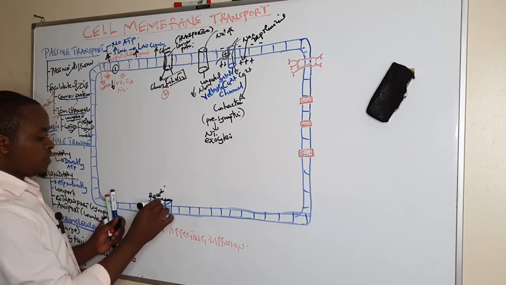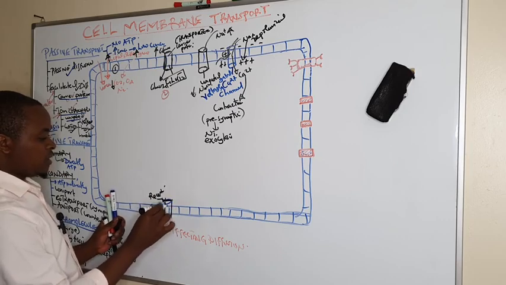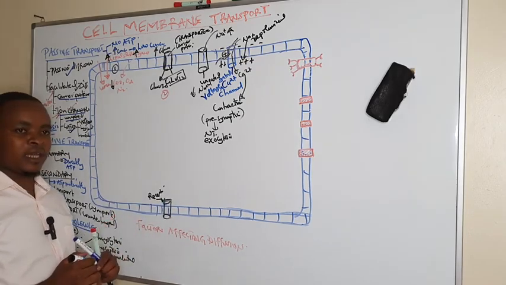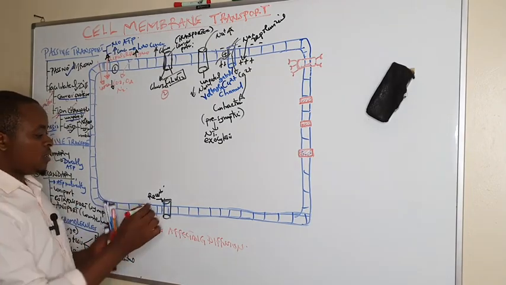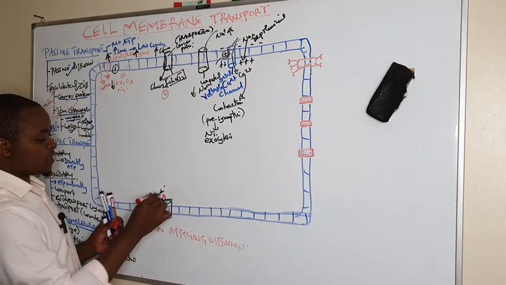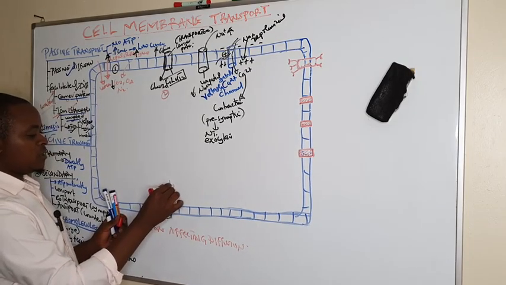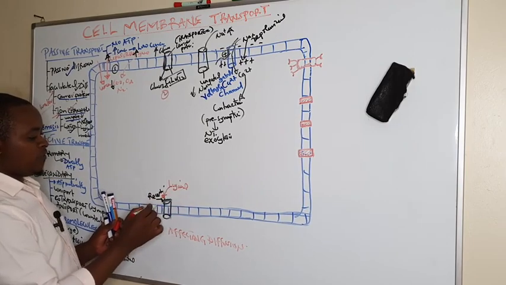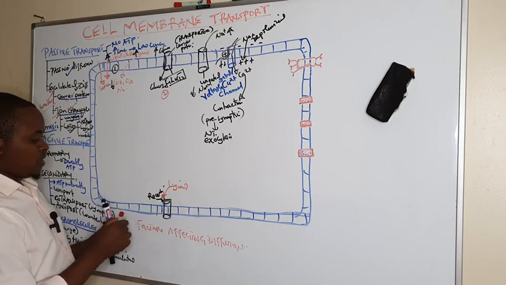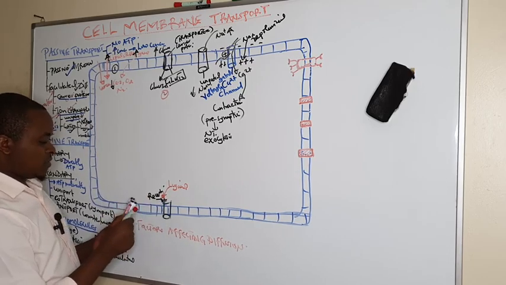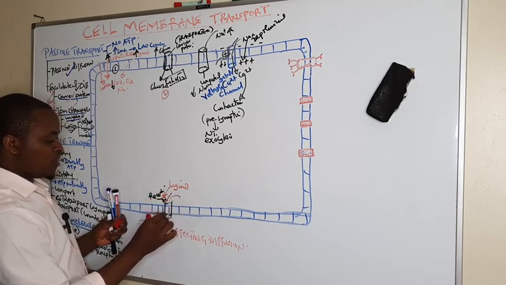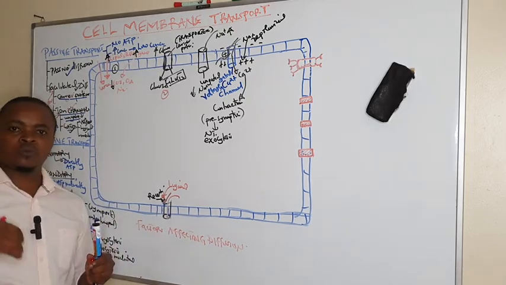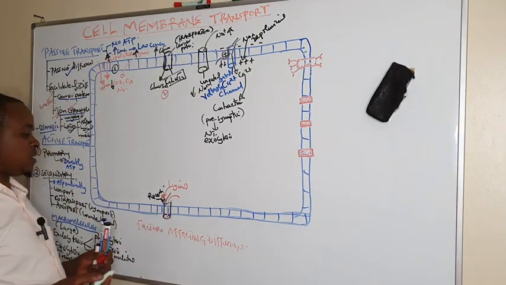And this receptor on this gated channel is where the ligand sits. In the presence of a ligand like a hormone, it comes and binds at the receptor. So this is a ligand, and after binding on the receptor, it leads to the opening of the gate. So the gated channel opens, allowing influx or efflux of substances.